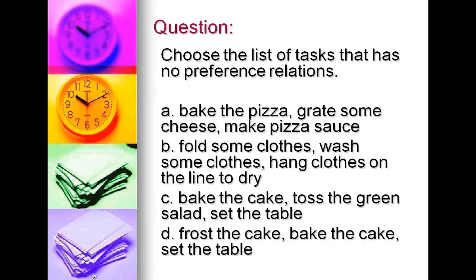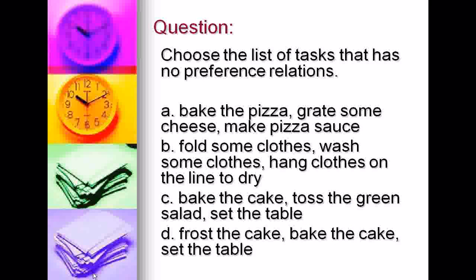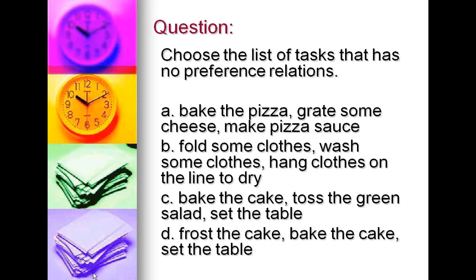So we're looking for the group that has no preference relationship. If we bake the pizza, grate some cheese, and make the pizza sauce, well, that definitely has a preference relationship because we have to make the pizza sauce before we can bake the pizza. Fold some clothes, wash some clothes, hang some clothes on the line to dry. Well, they have to be washed before you can hang them out to dry.